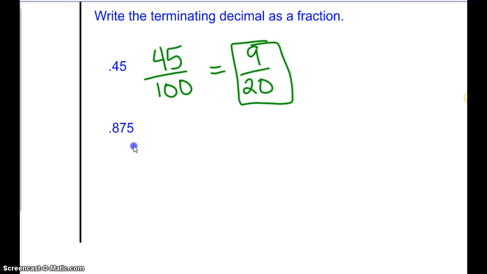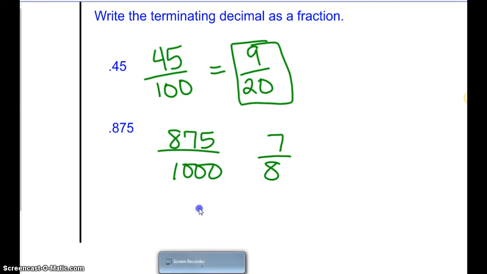And 875 thousandths. Tenths, hundredths, thousandths. 875 thousandths. What goes in there? 25 goes in there. And you might know this one, 0.875 is 7/8. So I'm going to expect that you can rewrite those as fractions.